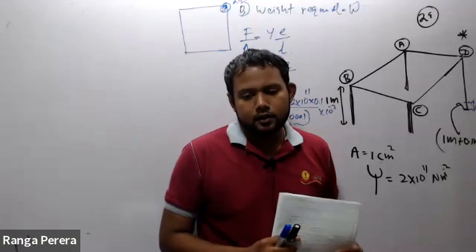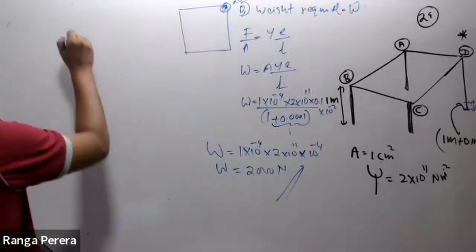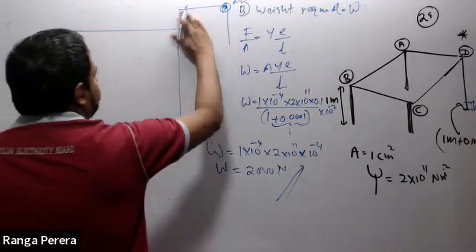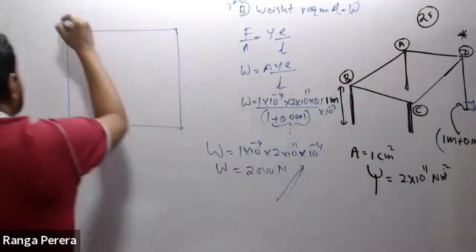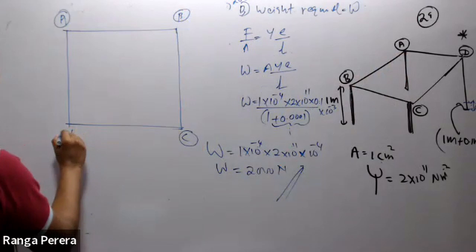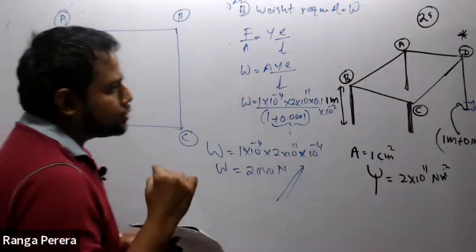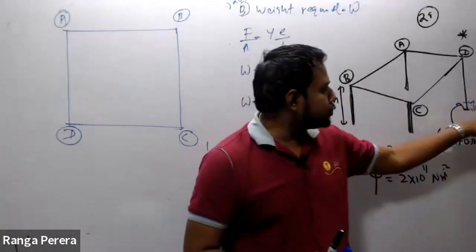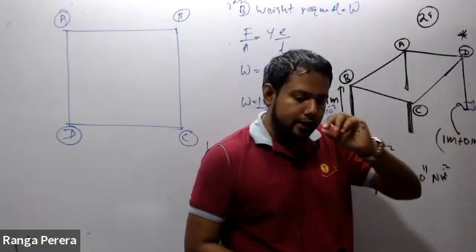How to decide that? Okay, I will explain that. So look at here. Let's say this is the plan view of this table. I will mark location A, location B, location C, location D. The first thing I should do is compress 0.1 millimeter. Then I know that all those 4 legs are of equal length.